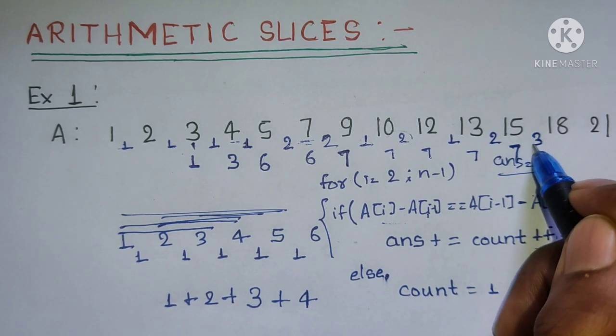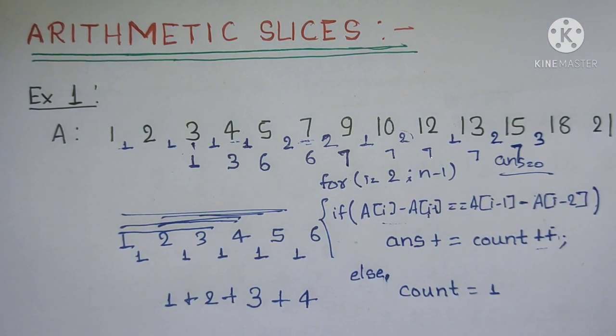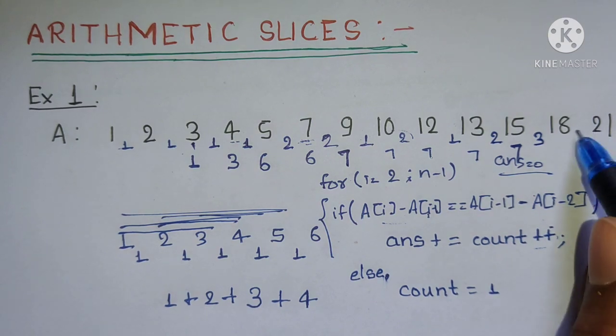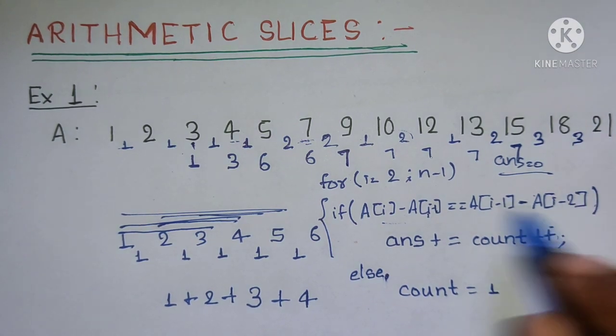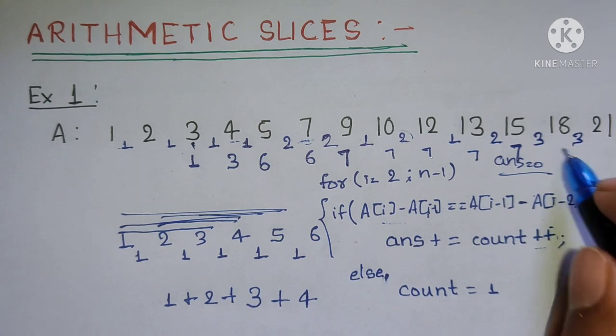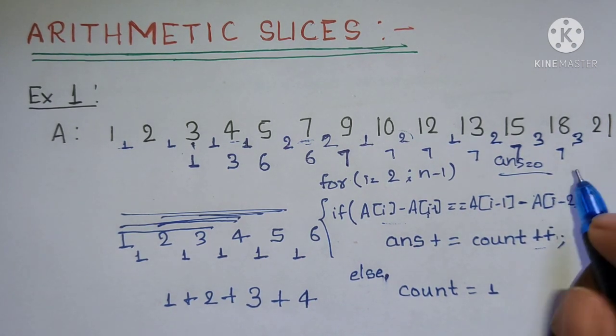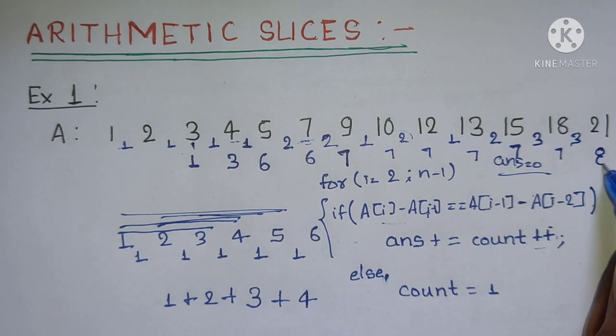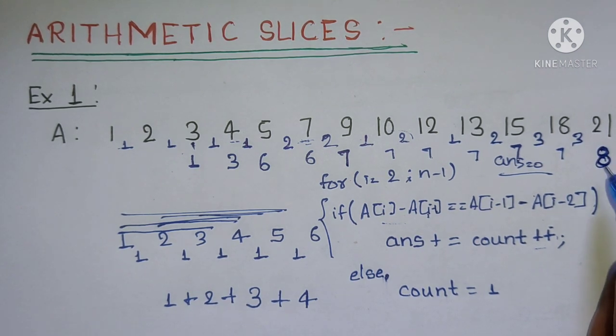Here the difference is 3, again this condition is not satisfied. And when we move here, this condition is satisfied, but the count is 1 here, so the answer is incremented by 1. So the answer becomes 8 here. I hope you get how to solve this question.